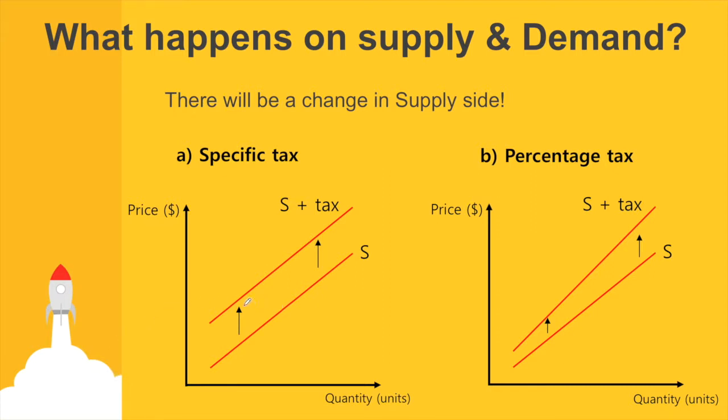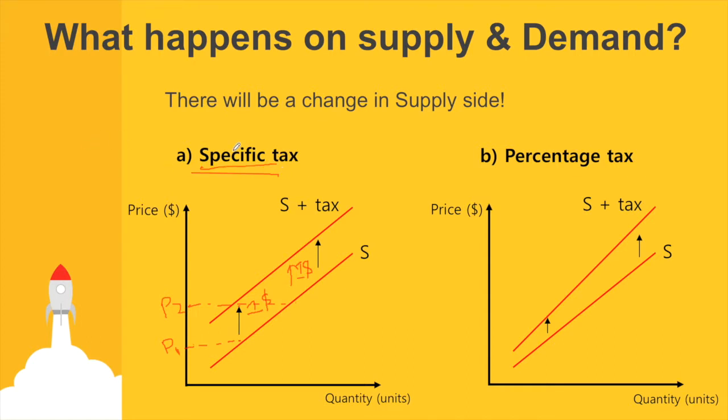Maybe it's $1, maybe. But at this price level, the tax imposed is $1, and at this price level, the amount of tax imposed is also $1. So it's always the same amount of tax for a specific tax.